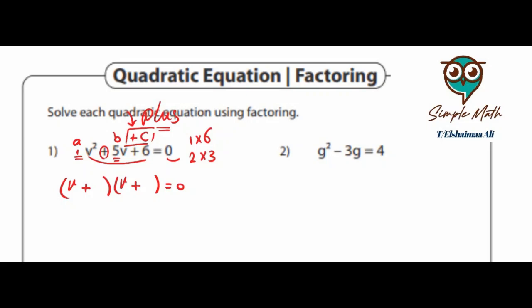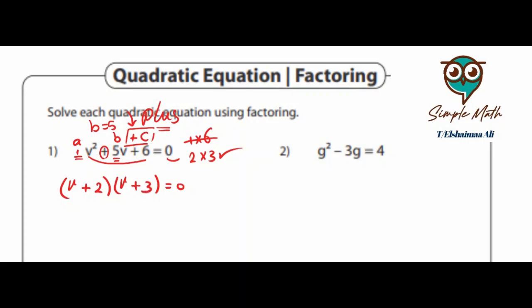If we add 6 plus 1, it gives me 7, and here b is equal to 5, and we want both numbers. If we add these two numbers, it must give me the value of b. So we don't need this, but if we add 2 plus 3, it gives me 5, and 5 is the coefficient of the middle term, so we will take 2 times 3. So we are going to write 2 here and 3 here.